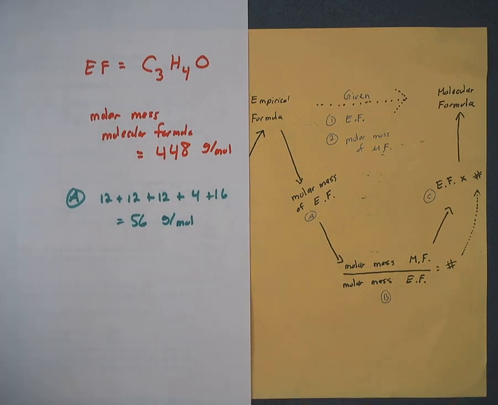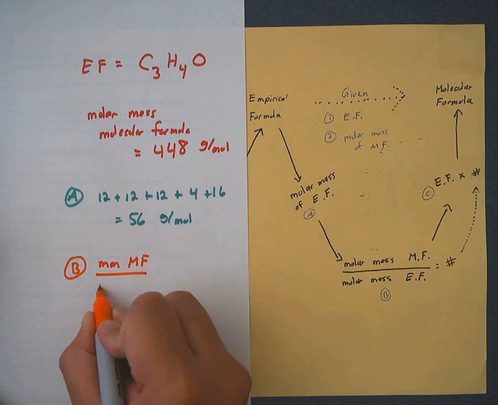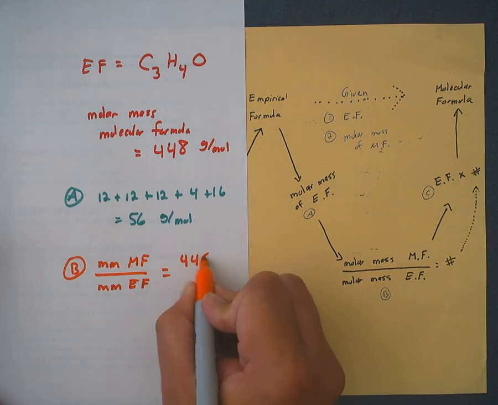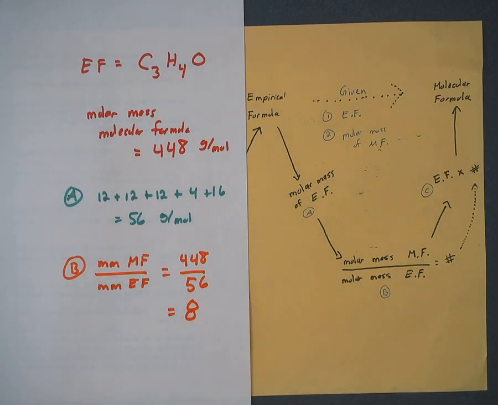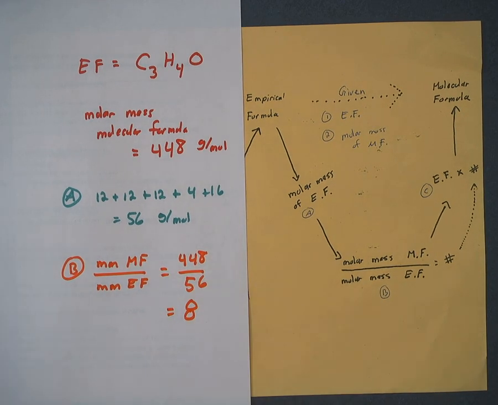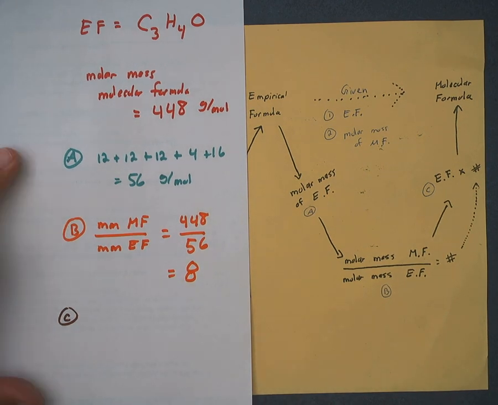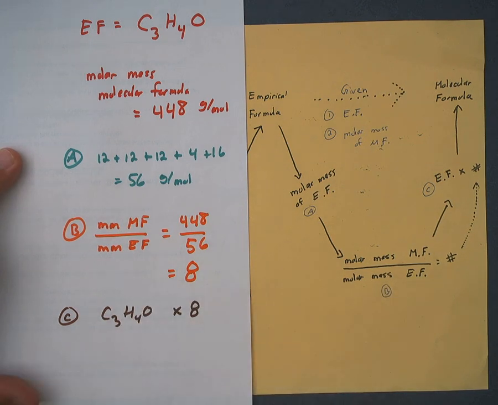Okay. Step B, we are going to take the molar mass of the molecular formula and divide it by the molar mass of the empirical formula. In this case, that's 448 divided by 56. 448 divided by 56 turns out to be exactly 8. That's good because we want a whole number here. You might sometimes get it to equal exactly 1. In that case, the empirical formula equals the molecular formula. All right, and our final step C is we're going to take C3H4O, and we're going to make it 8 times bigger.